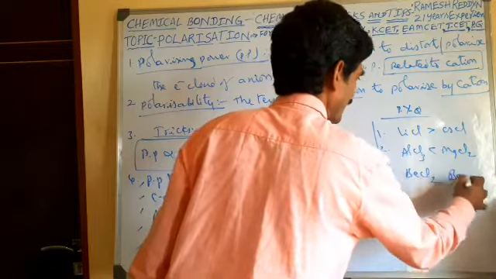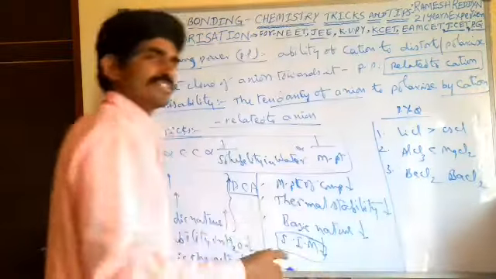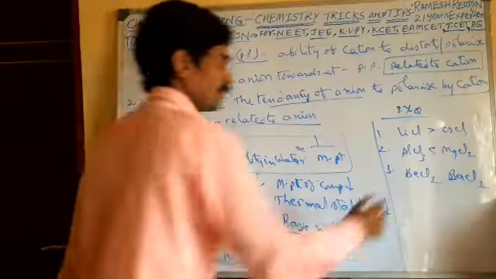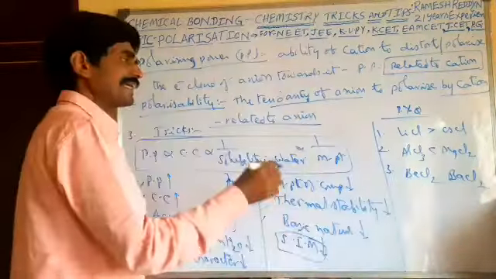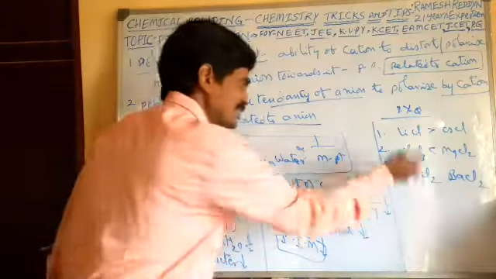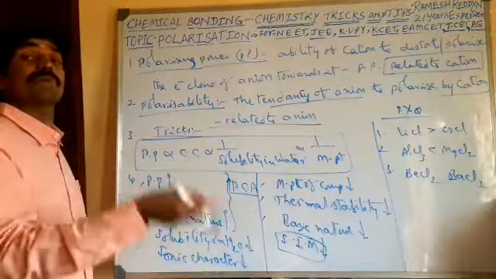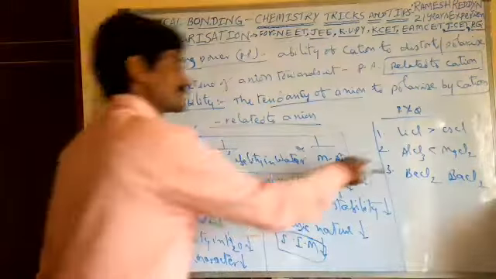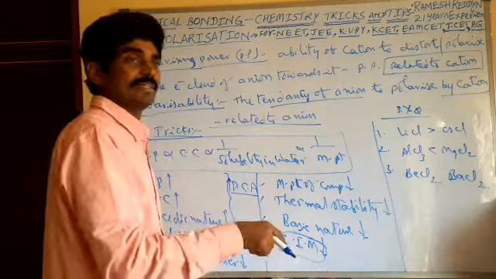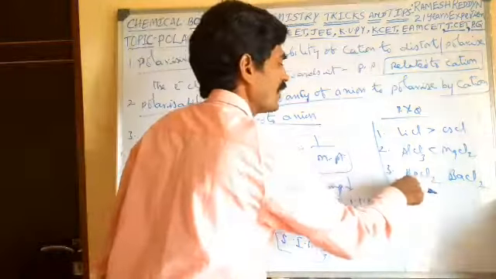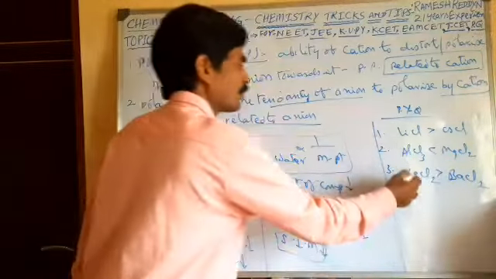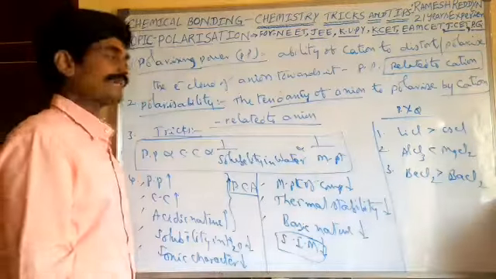Next one, you know, beryllium chloride and barium chloride, which is soluble in organic solvent? Beryllium chloride has a smaller size cation. Size of the cation is smaller, polarizing power is more, covalent character is also more. That's why beryllium halides are covalent in nature. That's why these are soluble in organic solvents, because of high polarizing power and more covalent character. Got it, my dear students?